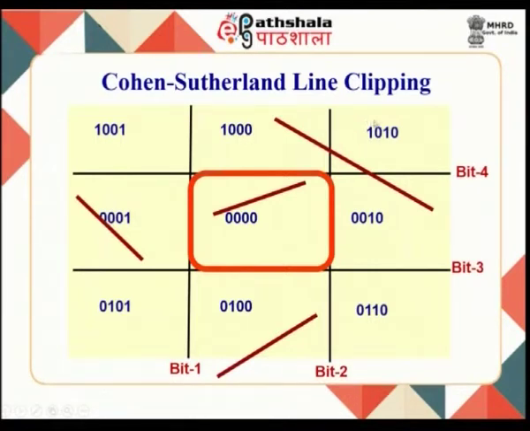Now, the top left, top right, bottom left and bottom right regions are actually the OR operations of the neighboring 2 regions. ORing 0001 and 1000 gives you 1001, where this 1 indicates the top region and this 1 indicates the left region. So, top left region. This region code identifies uniquely a particular region around the central region, which is the clip window region.